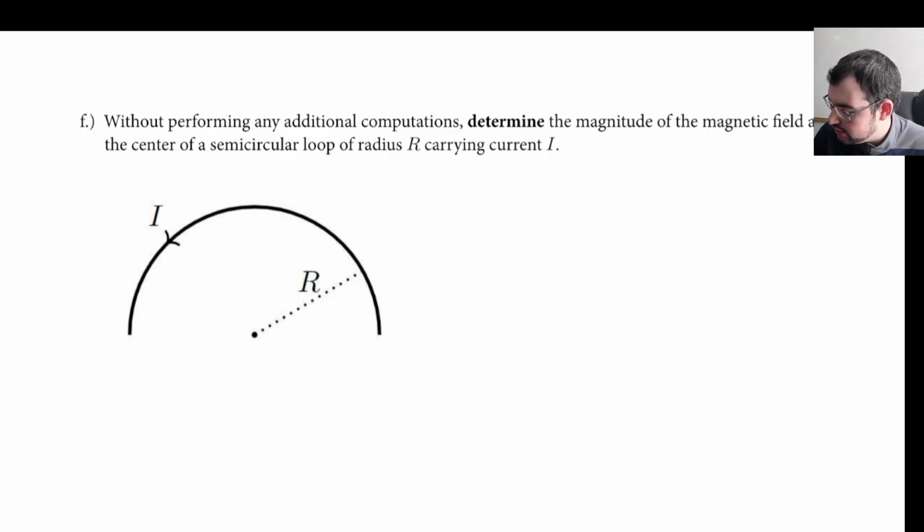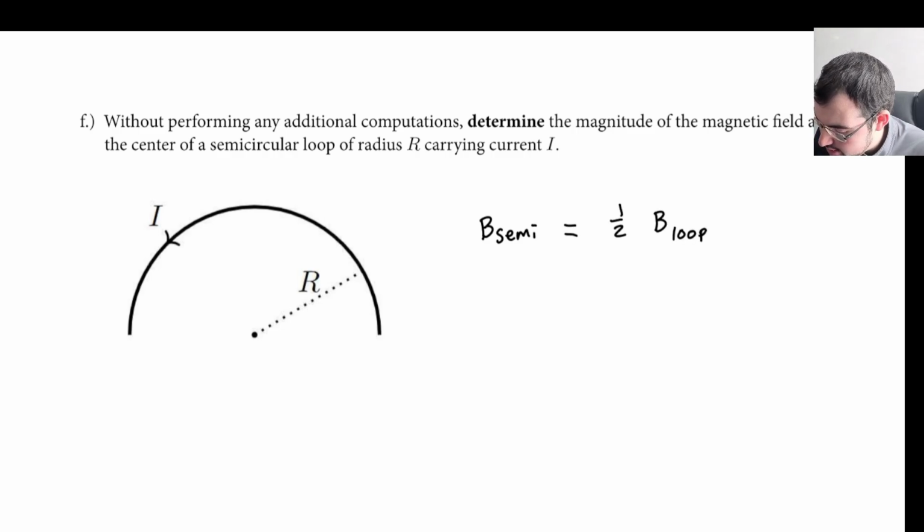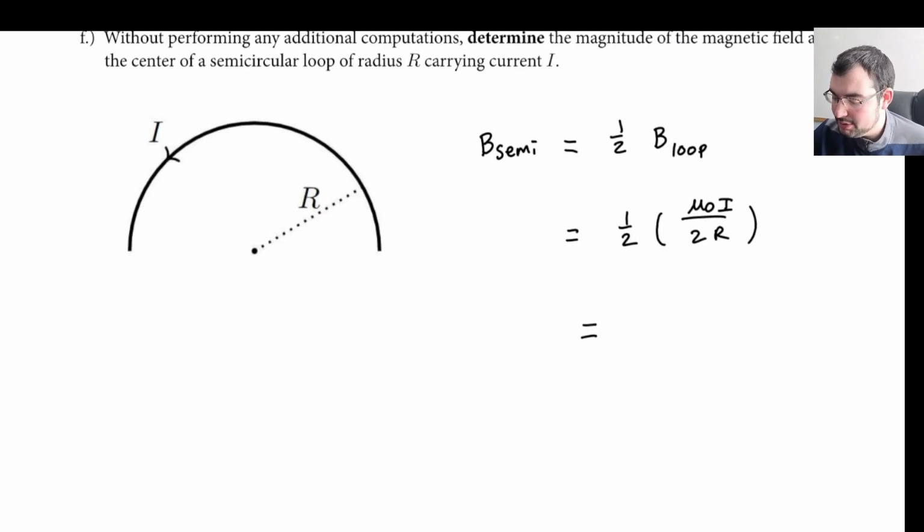So this is as simple as B of the semicircle is just going to be 1/2 of B of the full circle, because all current segments are doing the same exact effect towards the center by symmetry. So instead of mu naught I over 2r, we get mu naught I over 4r.